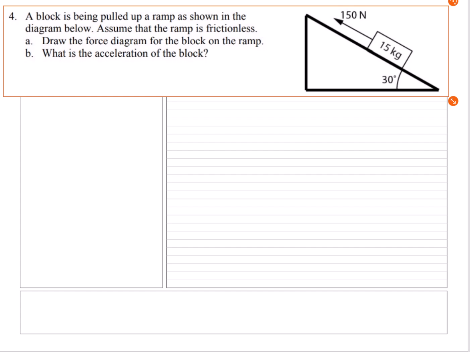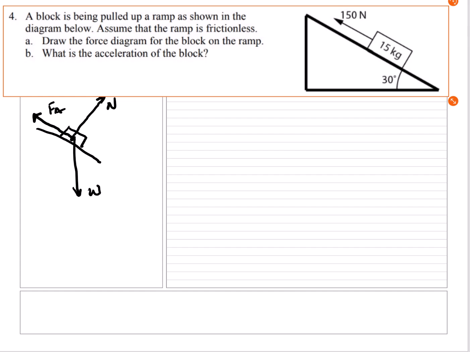The diagram should have consisted of 3 vectors. You should have weight perpendicular to the earth. You should have normal perpendicular to the surface. And you should have had the applied force parallel to your inclined plane. There is no friction because I told you it was frictionless.